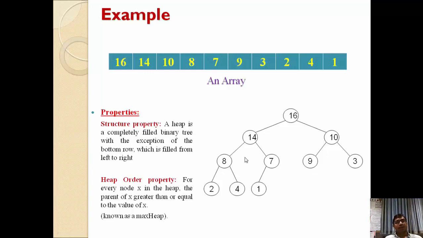So every internal node has a child node, and a leaf node has 0 child nodes. For example, 1 is a leaf node, 4 is a leaf node, 2 is a leaf node, 3 and 9 are all leaf nodes. So there is no child, 0 child for these leaf nodes. The remaining are internal nodes, for example 7, 8, 14, 10 and 16. These are all internal nodes. So these nodes have either one or two children, maximum two children.